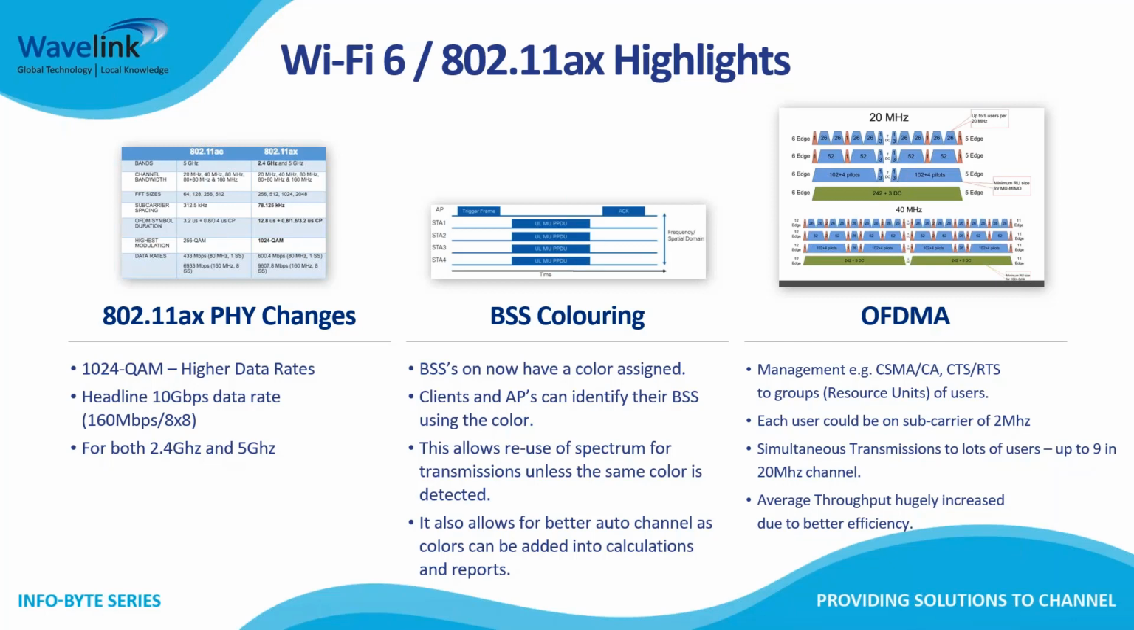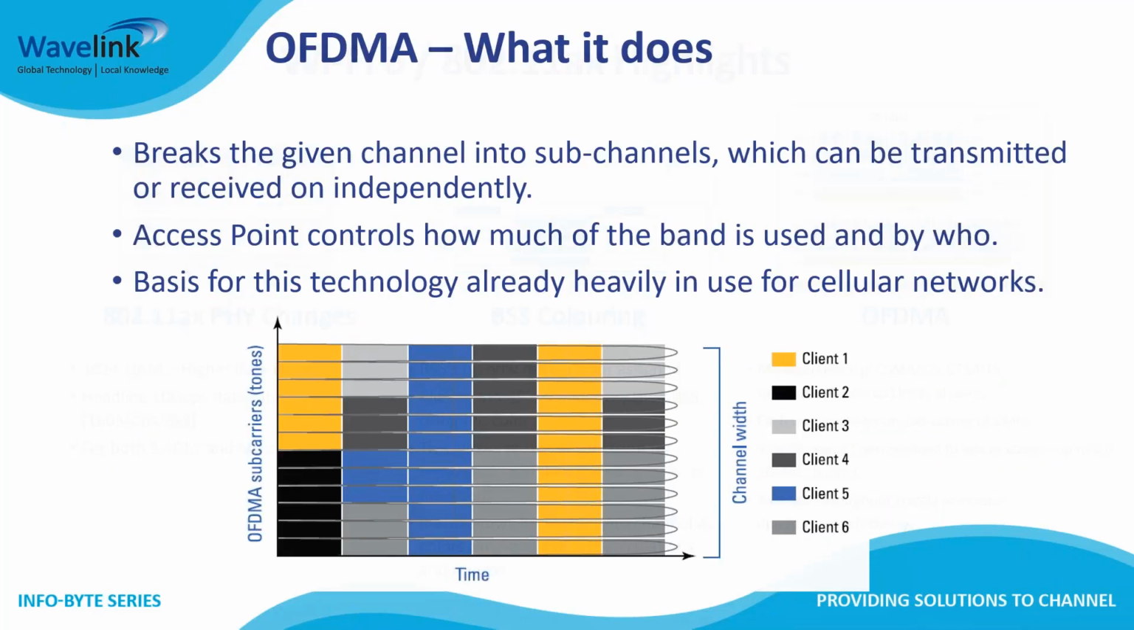Then management itself, so OFDMA. This is going to allow for the channels themselves to be broken up into sub-carriers. So far more clients can transmit simultaneously. As it says there, simultaneous transmissions of lots of users, up to 9 in a 20 megahertz wide channel, basically. If you do channel bonding, well, then you can have more clients on top of that again.